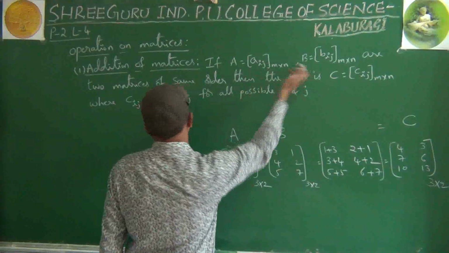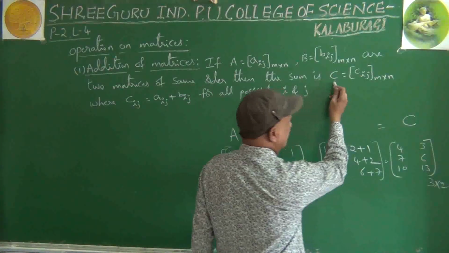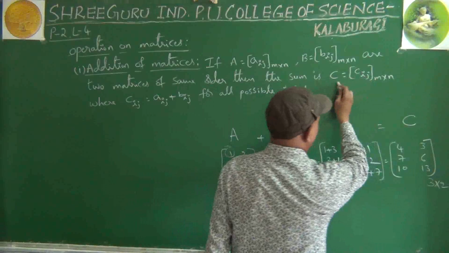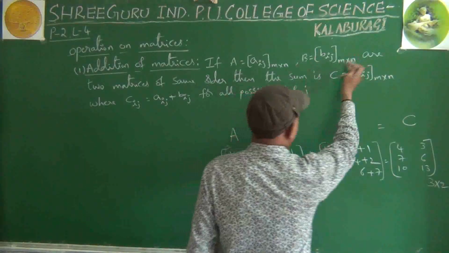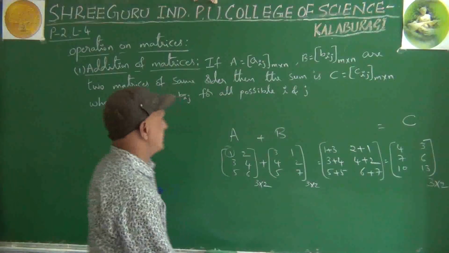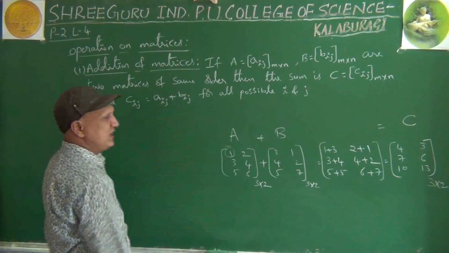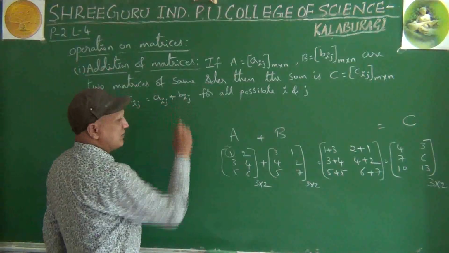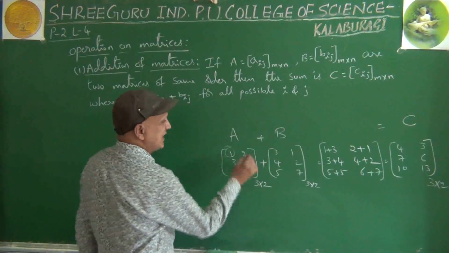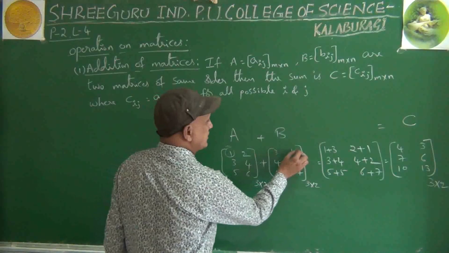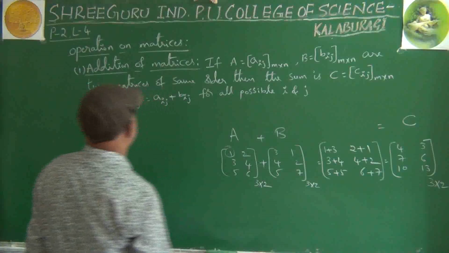Anyhow we are adding. Side heading also addition. Sum is, let us consider that sum as C equal to Cij. What should be the order? m by n, here also m by n we get. What is Cij? Cij equals Aij plus Bij. A11 plus B11, A12 plus B12, like that. That is the way. Subtraction also same like that.